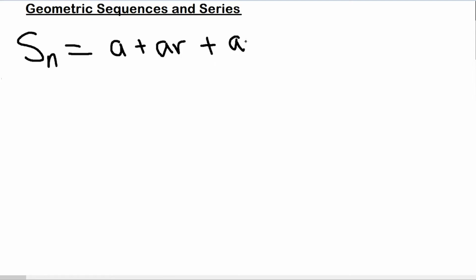So now, how do we derive the formula of the sum? We know that the sum of n terms is a plus a times r plus a times r squared, and so on, since un is equal to a times r to the power of n minus 1. So as we go on, it increases.